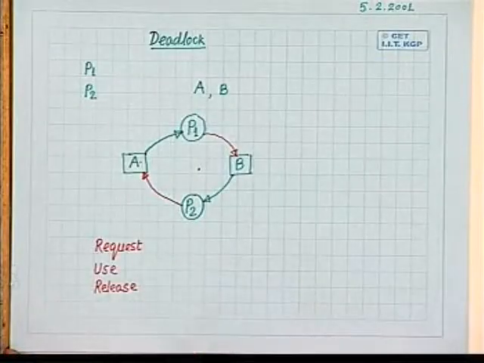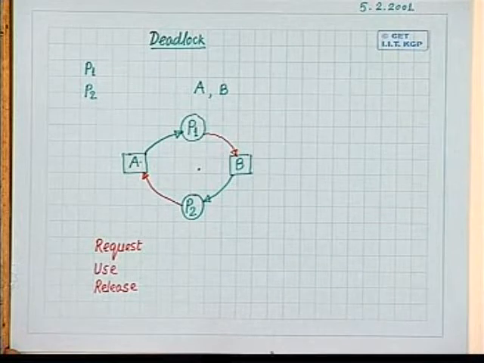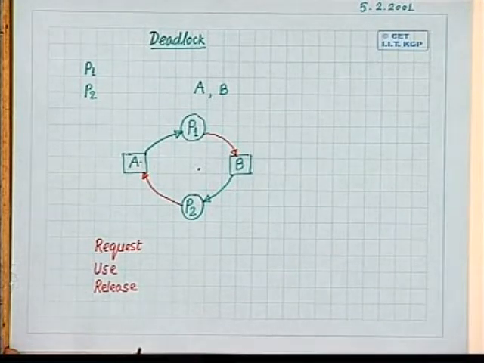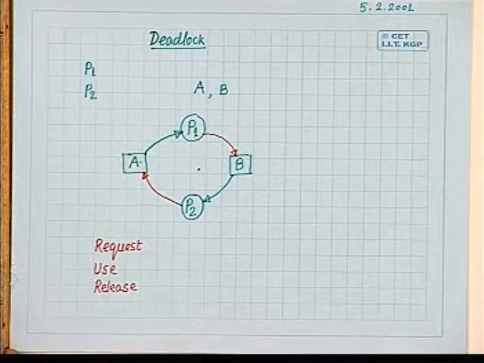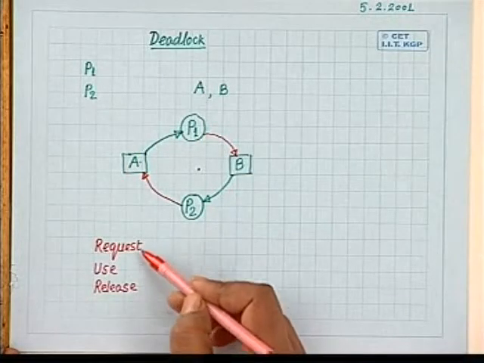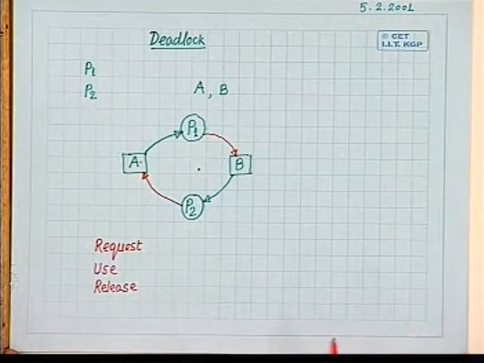So there are some algorithms which are to be followed to ensure that deadlock will not occur. Now, this is the sequence in which the resources are to be requested, used, and released by the processes. Now, how do you formally define a deadlock? I have just given the concept of deadlock and the way in which the resources are to be used.